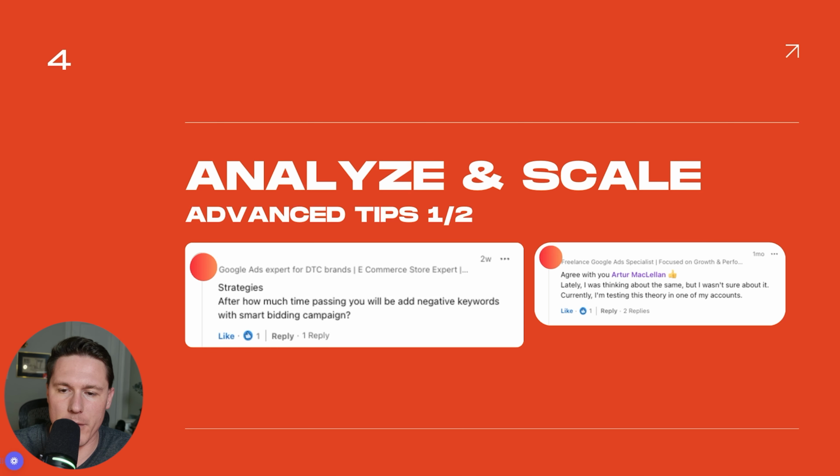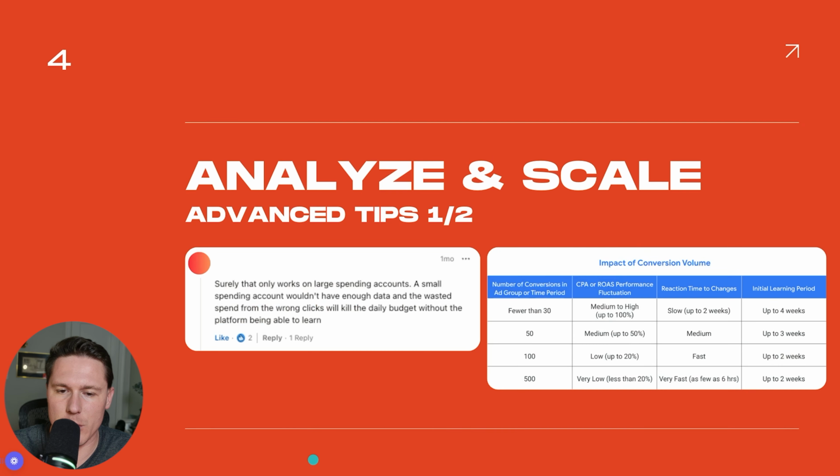The second part of the advanced tips is to be able to understand the number of conversions that you need. And we just briefly discussed that. There's this nice chart from Google where you will need to understand how many conversions you need in order to make changes.